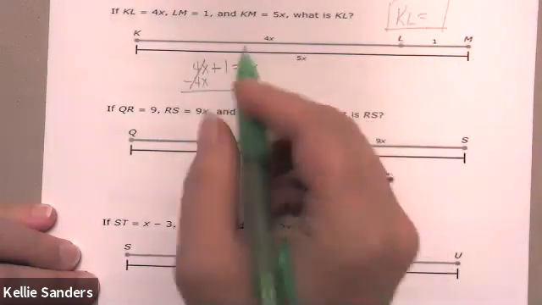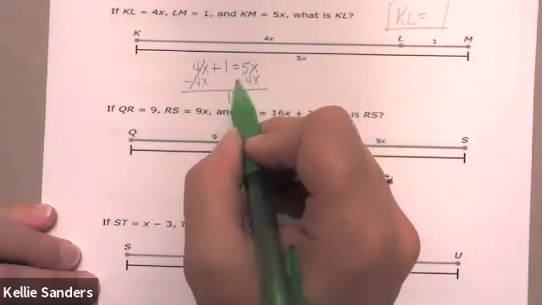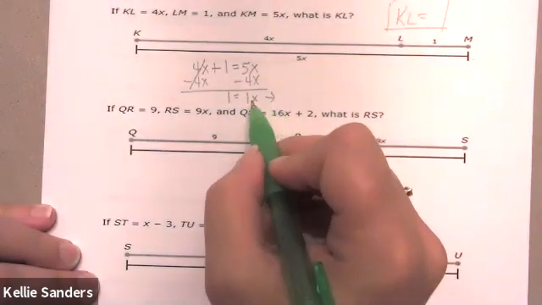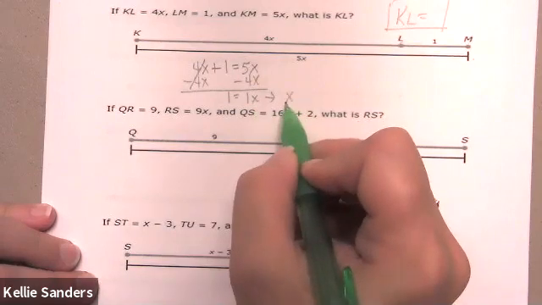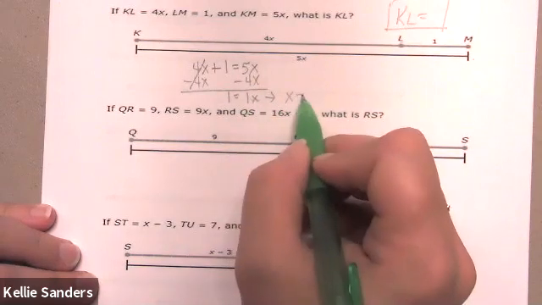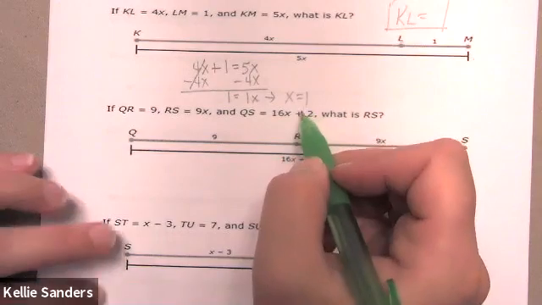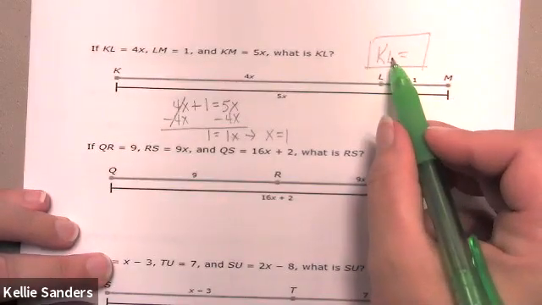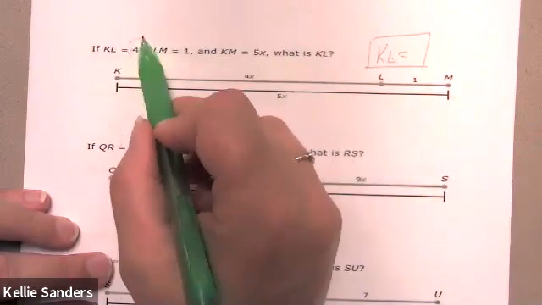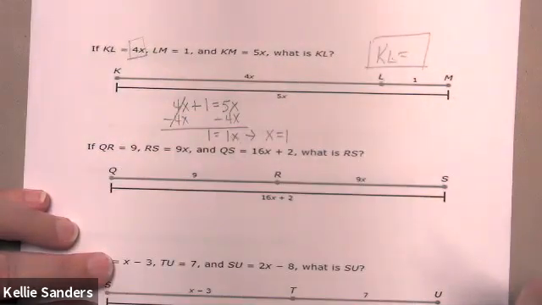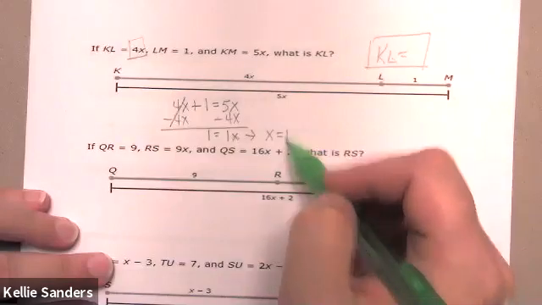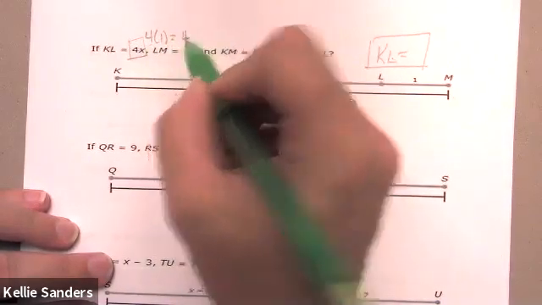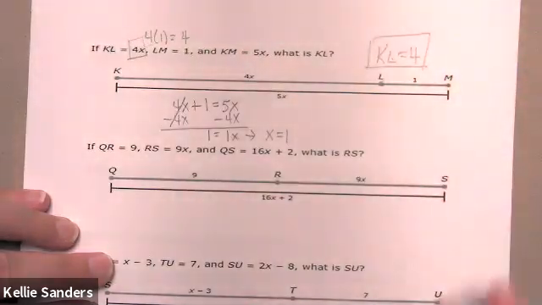4x minus 4x is 0. The 1 comes down. 5x minus 4x is 1x. 1x is the same thing as x, and x equals 1. x equals 1 is not the answer because I didn't want x. I needed KL. But for KL, I needed to know what x was to be able to answer the question. So I'm going to put 1 back in for x. And 4 times 1 is 4. So our answer is 4.